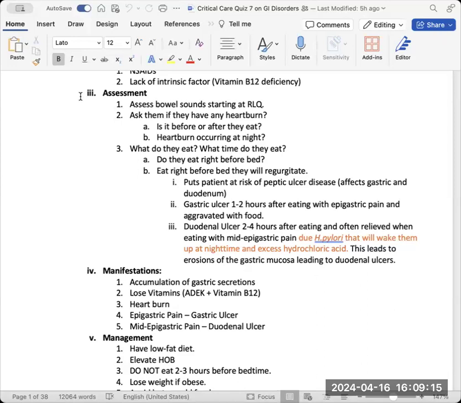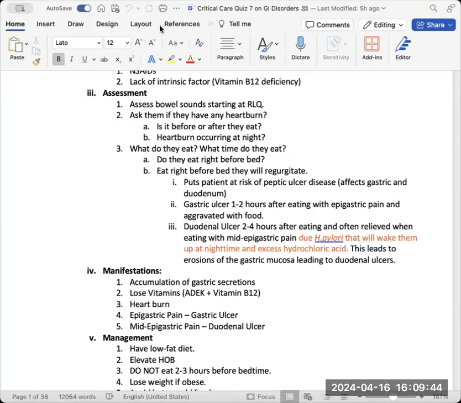So we also want to talk about, like I said, bowel sounds. We want to see if they have any heartburn. Because if they have heartburn, especially at nighttime, that could let us know we might be thinking about chronic gastritis. We might be thinking about peptic ulcer disease in addition. So these are just things that we want to be thinking about. When are they eating? What time do they eat? And what happens after they eat? Because that can tell us if we're talking about acute or chronic.